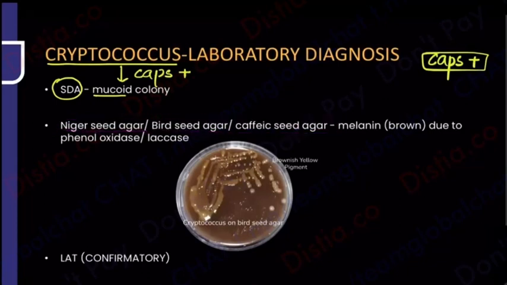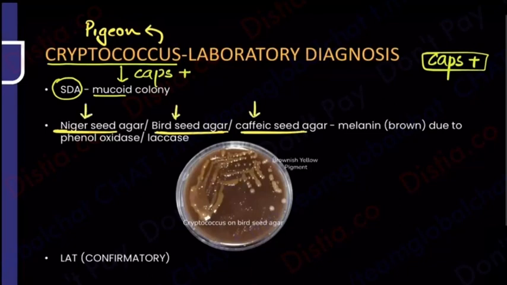Firstly, when I'm talking about Cryptococcus neoformans, pigeon and bird is definitely one thing I have to keep in mind, because pigeon droppings is what I'm inhaling. So something regarding birds has to be there. And if I look at the culture, it's all brown. Niger always tells you brown. So Niger seed. And Kaffik reminds me of coffee, caffeine, which is also brown in color. Niger is brown, coffee is brown, and I'm dealing with pigeons. So all your names are sorted: Niger seed agar, bird seed agar, Kaffik seed agar.